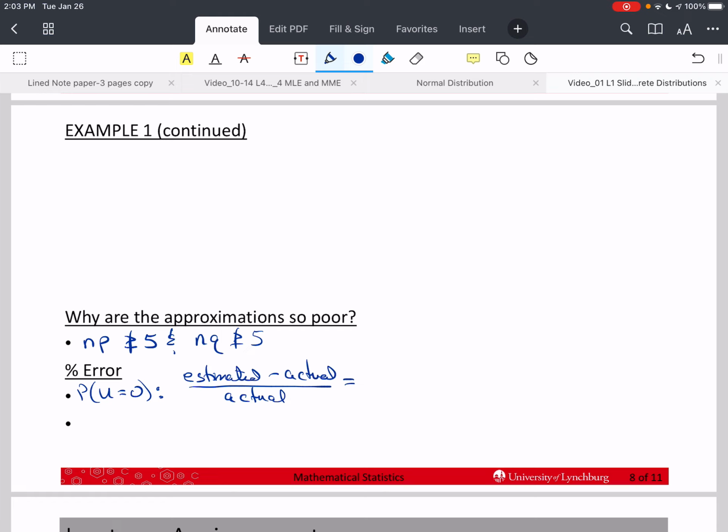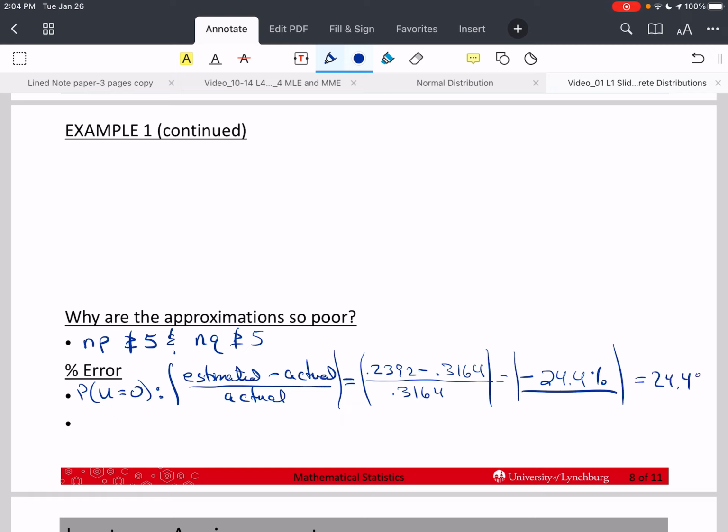So for this one, our estimated was 0.2392. Our actual was 0.3164. So divided by 0.3164 is going to give me a negative 24.4%. So in error, we usually take the absolute value. The negative tells us that we're below. So 24.4% error. So that's not good at all. Like I said, nearly a third.